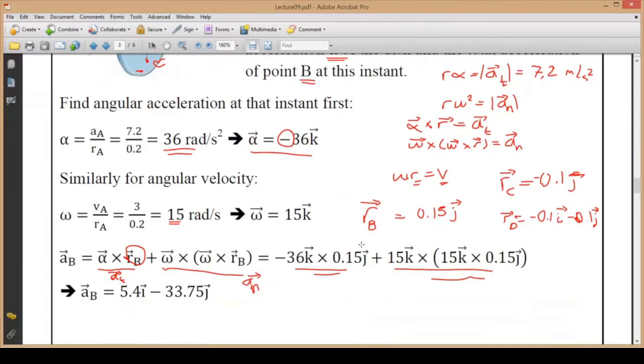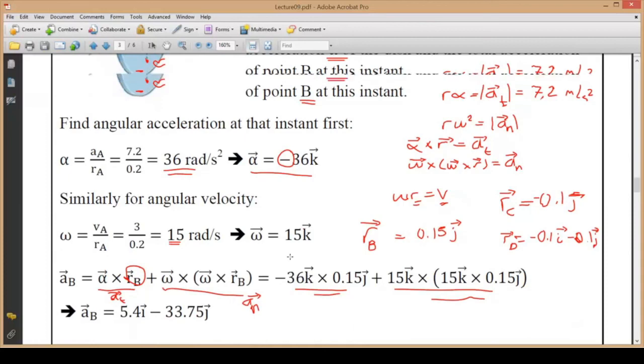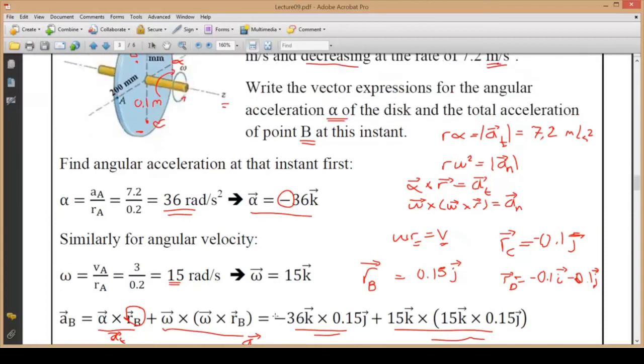And if you want to calculate the acceleration of point B, then you're going to use this information. As you can see, it is used already at these locations. If you're going to calculate the acceleration of point C, then you're going to make use of this vector. If you're going to calculate the acceleration of point D at that instant, you're going to make use of this vector instead of the RB vector in this equation.